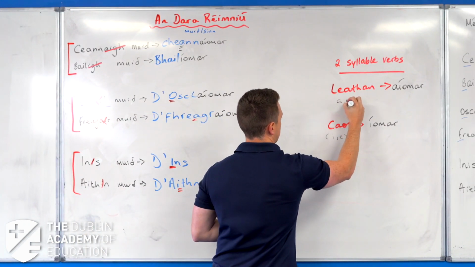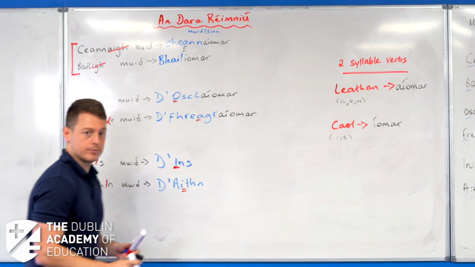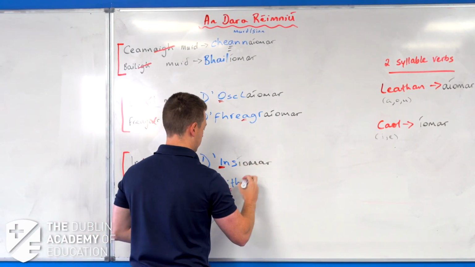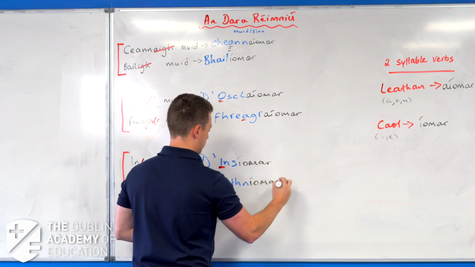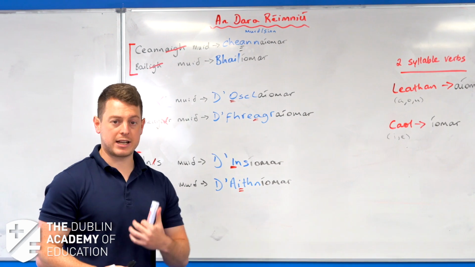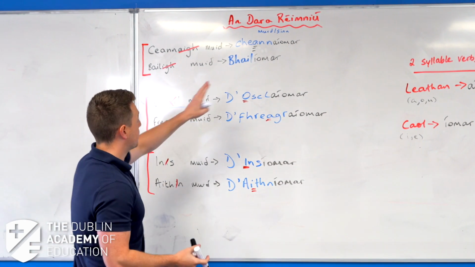This one is Latin. A-O-U. Like that. And you stick in the right ending. Like that. Is that okay? That's how you conjugate a two-syllable verb when you're putting in an ending.